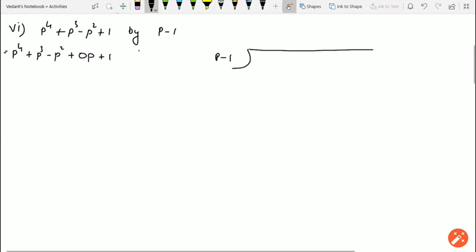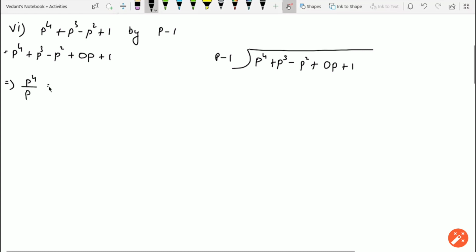Students, we can do it directly, but if we arrange it, it will be simple. So we write down this dividend: p to the power 4 plus p cube minus p square plus 0p plus 1. 0 into p means 0, nothing else.